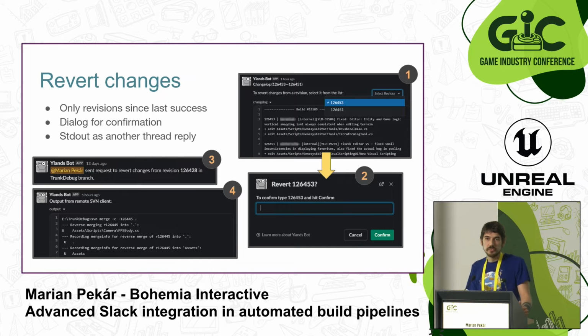We can also revert changes directly from this thread reply. There's this drop-down list. Anyone can select which revision, from those that might be the cause of the failure, they want to revert. Then they just need to confirm it by retyping the number of the revision, to be really sure they know what they want to revert. Then a confirmation message is sent, and when the process is finished, the standard output from the Subversion client is posted to confirm, or eventually to tell that it couldn't be done because of a tree conflict, for example.